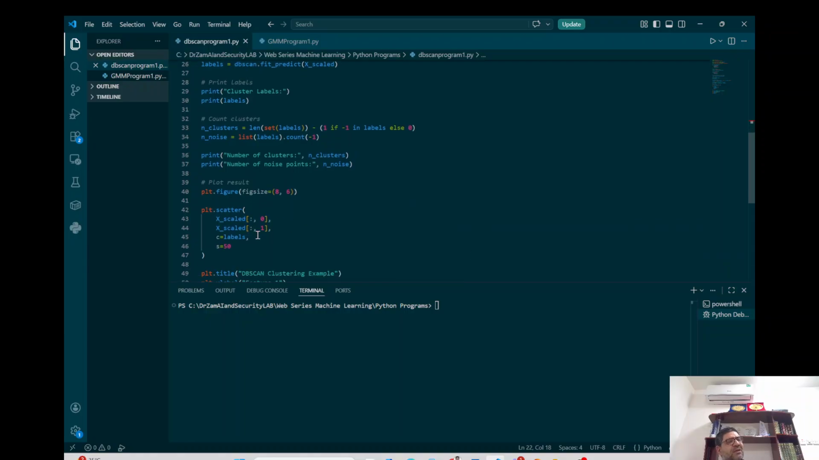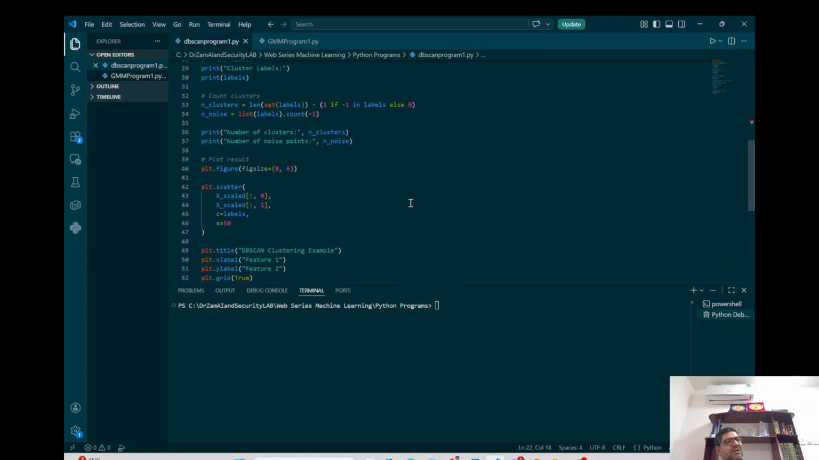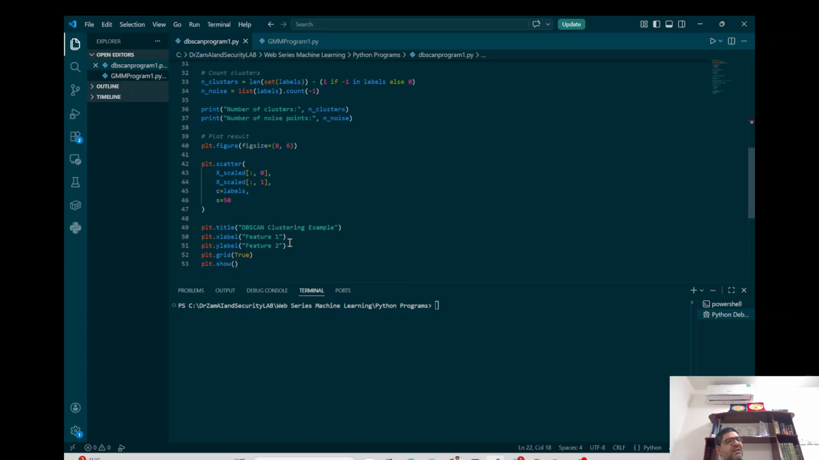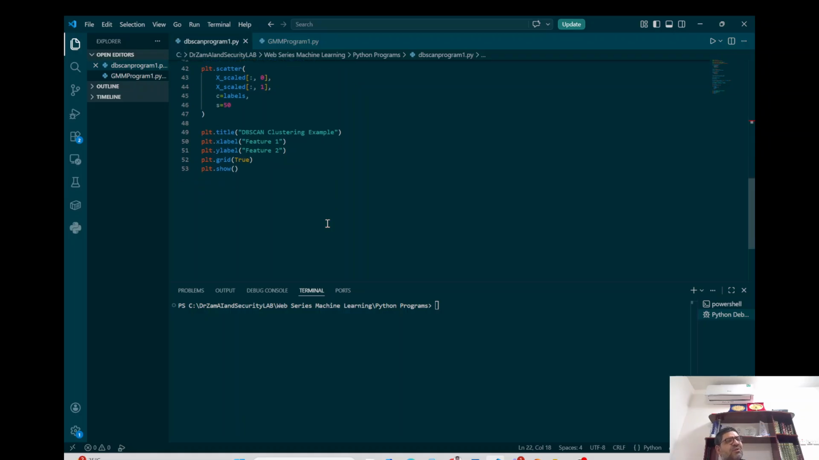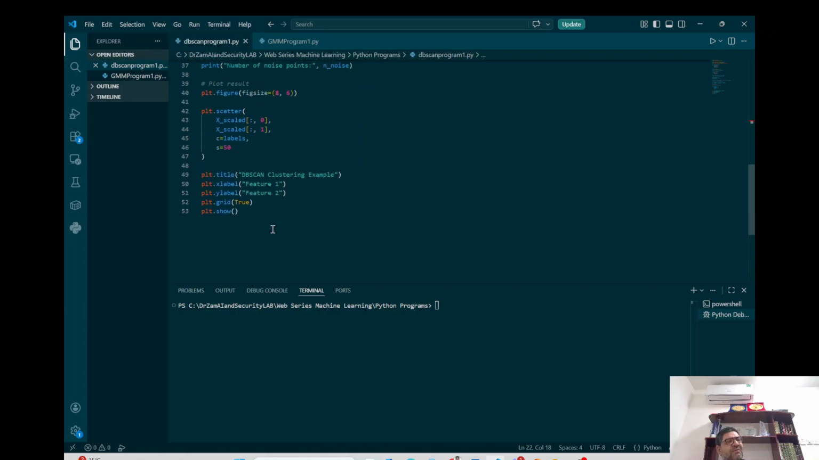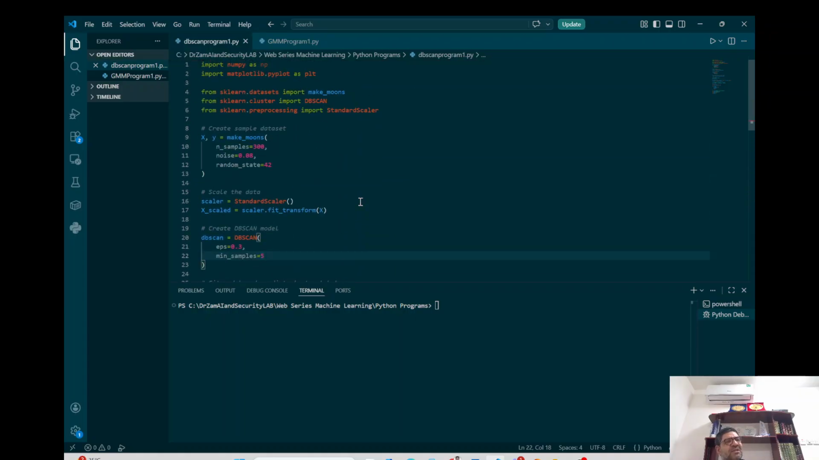And then this is plotting a graph, which we have done multiple times, an 8x6 graph. It is putting x scaled and then the labels. And then it's putting DBSCAN as the title, feature 1, feature 2 on the two sides, and then the grid. It will then plot this graph, so that this graph exactly will be displayed now.